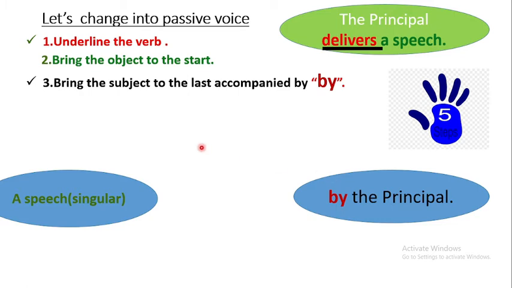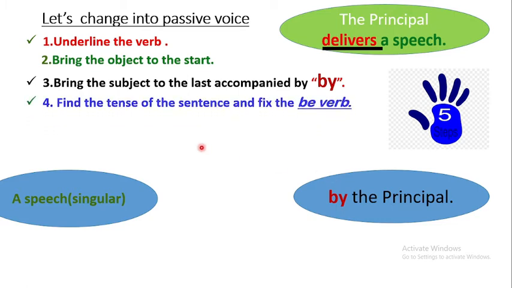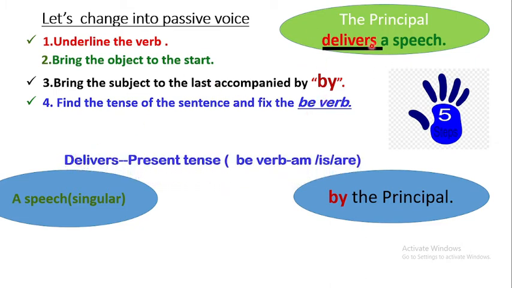Right. So we have done 3 steps. Fourth step, find the tense of the sentence. We have already learnt present tense and present continuous tense. You must find the tense and fix the be verb. Can you remember the be verb? Let's see this. See, delivers is the verb. There you can see present tense, no ing, so no present continuous tense, only present tense. We have to fix the be verb, am, is, are. Here a speech, that is singular, so you have to use is.